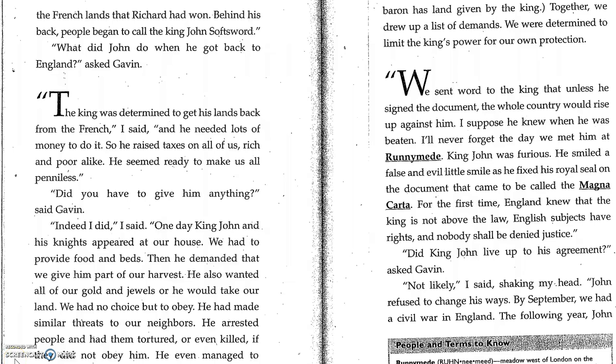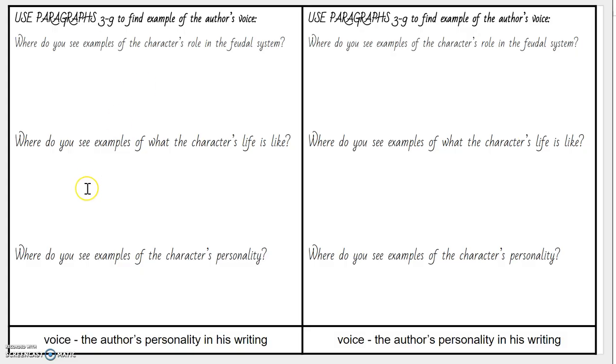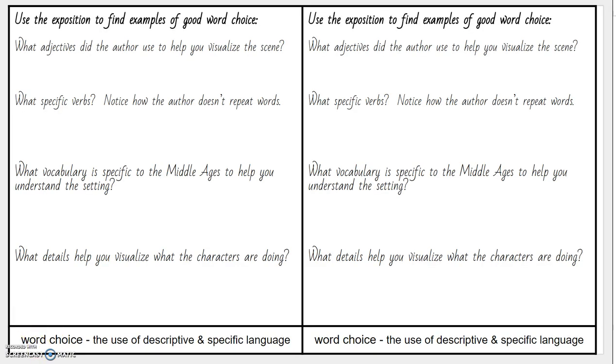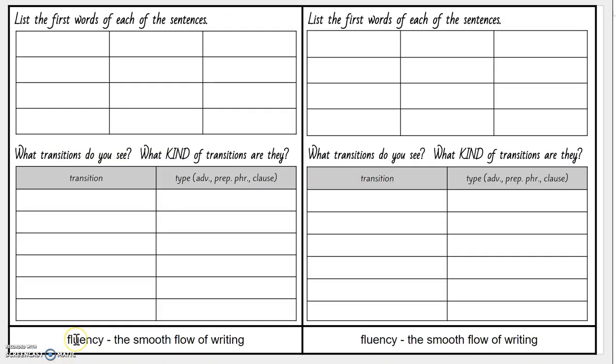After you finish your compound sentences test, I would like for you to take out a copy of the article that we started reading yesterday about Bad King John, and I want you to open your interactive notebook to the pages where we put the narrative writing strategies. We glued in a page for voice, organization, word choice, and fluency.